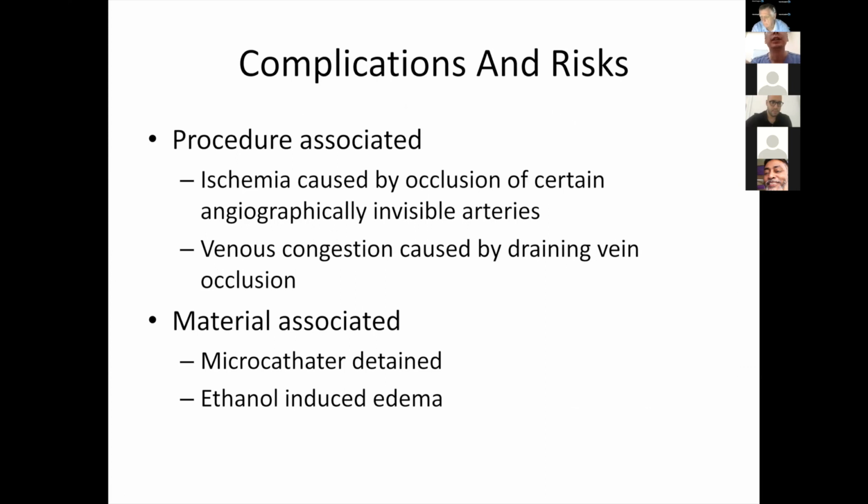As for the complications and the risks, including two sides. One is the procedure-associated ischemia caused by occlusion of certain angiographically invisible arteries, or a venous congestion caused by draining vein occlusion. So both of these complications can be prevented by identifying the exact location where you inject the glue.